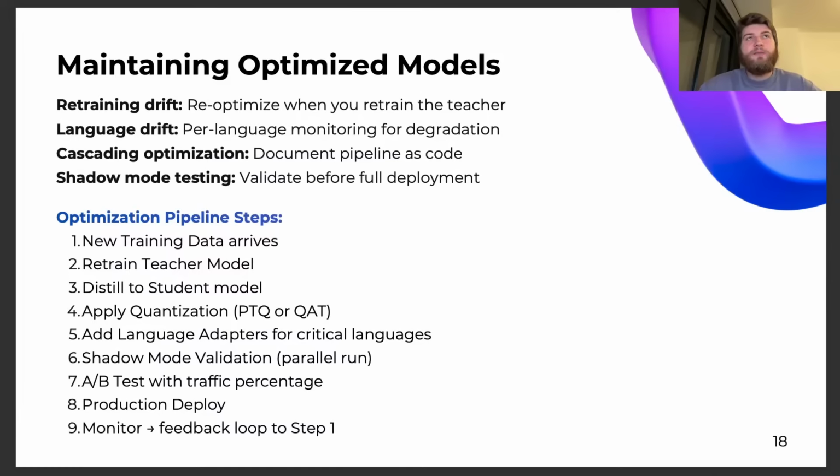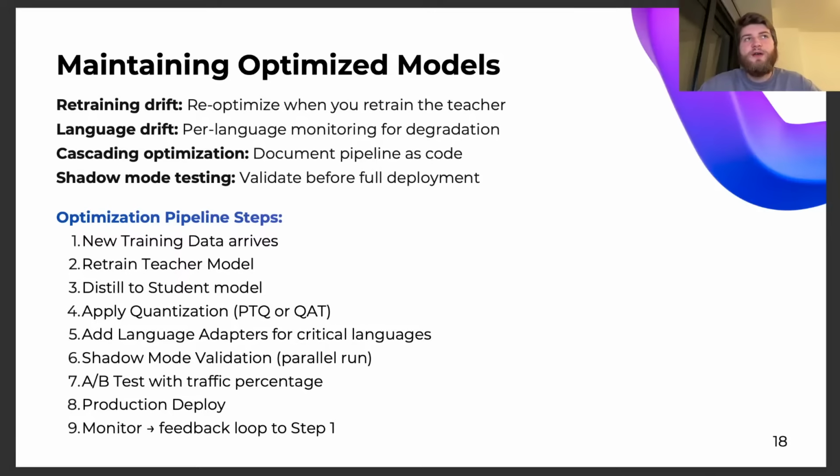Now let's talk about maintaining optimized models. Optimized models require different maintenance strategies than baseline models. Let me share what I've learned. First challenge, retraining drift. Your baseline model was trained on data from 6 months ago. You've since collected new data, fixed label errors, and added new categories. When you retrain, the accuracy landscape shifts. Your carefully tuned quantization might now cause different degradation patterns. Solution: include optimization in your retraining pipeline. Don't just retrain the teacher model, retrain the student, requantize, and reevaluate, and automate this.